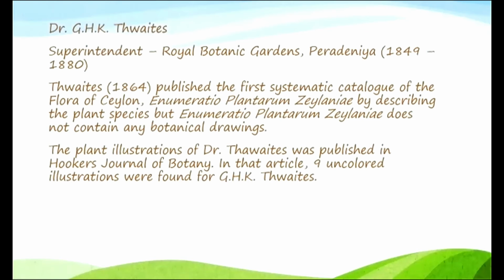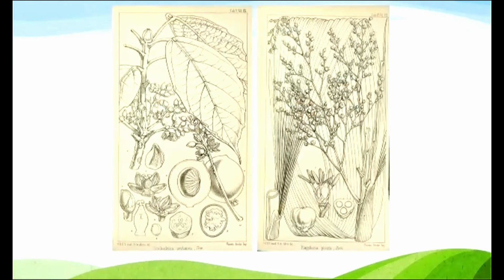Enumeratio Plantarum Zeylaniae, describing the plant species, but it does not contain any botanical drawings. But Dr. Thwaites is recorded as a botanical illustrator. His illustrations were published in Hooker's Journal of Botany. In that article, 9 colored illustrations and 9 uncolored illustrations were found for G.H.K. Thwaites' side. And here in this slide, you are able to see his illustrations.